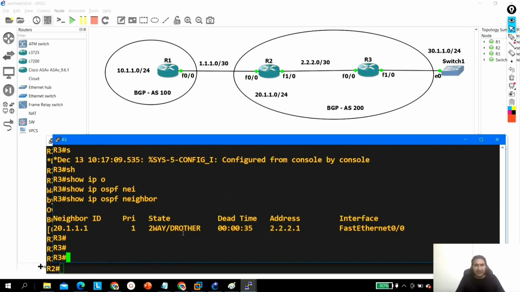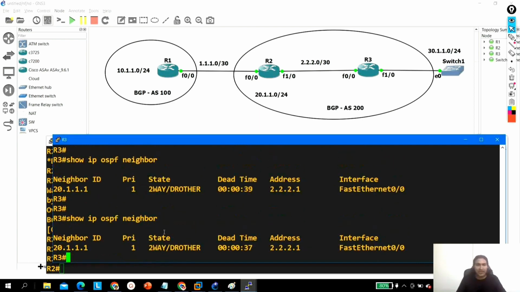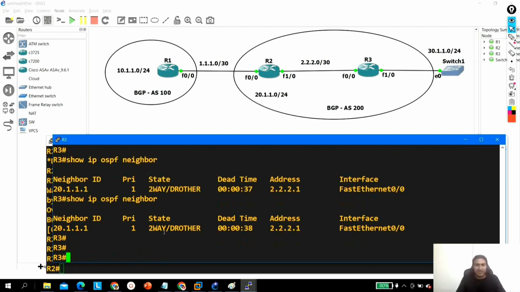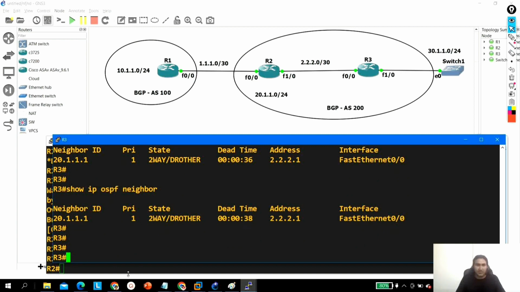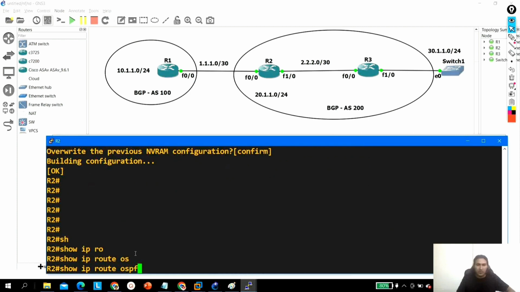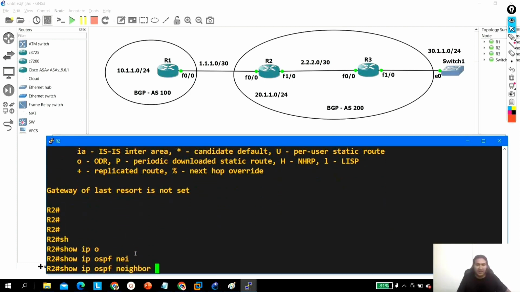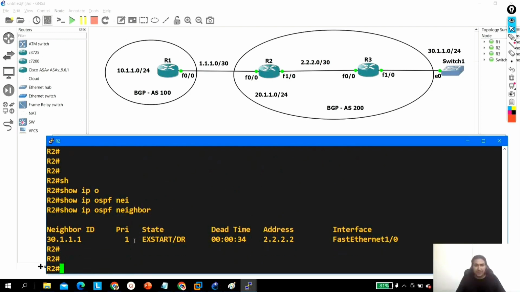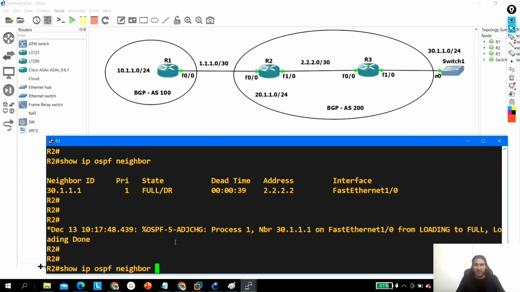So now neighborship is in two-way state. Just wait for some time, just wait for 30 seconds so that it will come in full state. Then these two routers will exchange their routes, right? So let me come on router 2 here. So IP route OSPF. So there is no prefix. So IP OSPF neighbor. Now neighborship state is ExStart. Okay, so now neighborship is full.